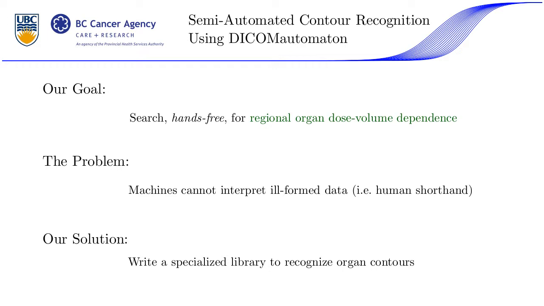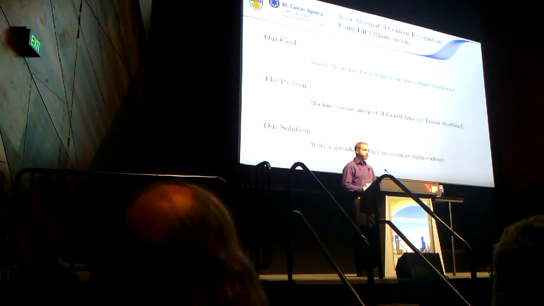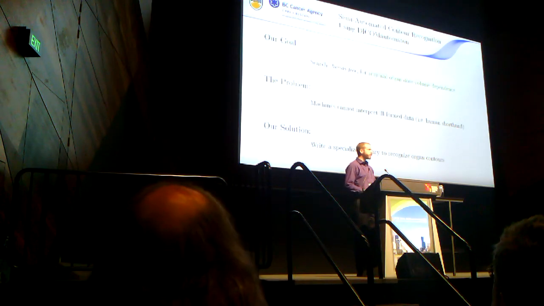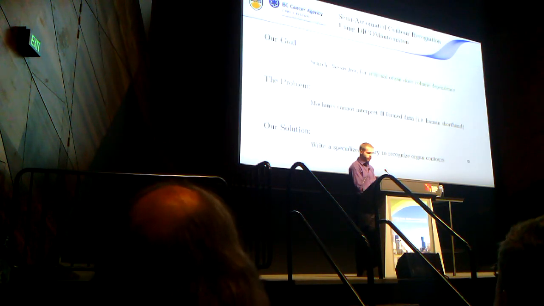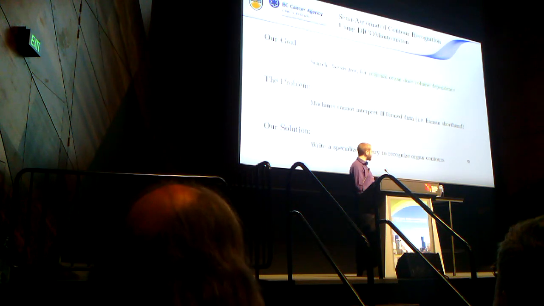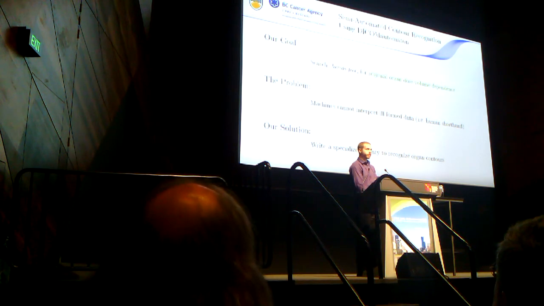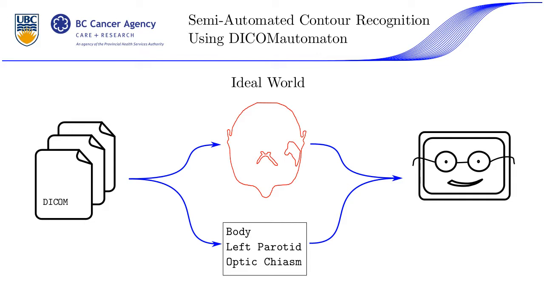The problem you've probably encountered is that machines can't easily process non-uniform data. So our solution is to write a piece of software to directly attack this problem. Let me take you through an ideal world situation here. The data is sitting in this DICOM file, very nicely differentiated on the left. It's easy to tell which contour is which.